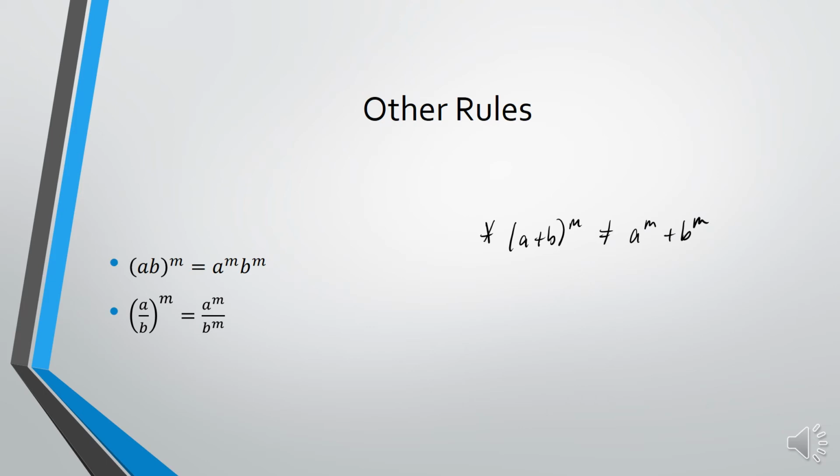And then also division. So a divided by b to the m is a to the m divided by b to the m. So in both of those cases, you can just kind of distribute your exponent, but not for addition and not for subtraction.